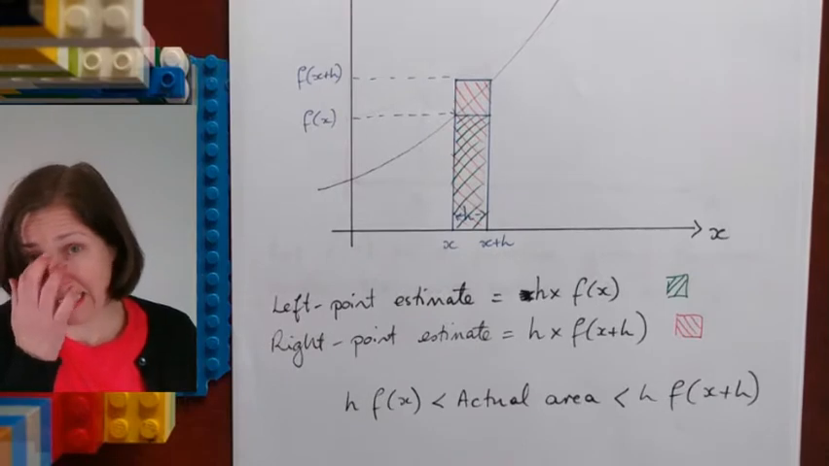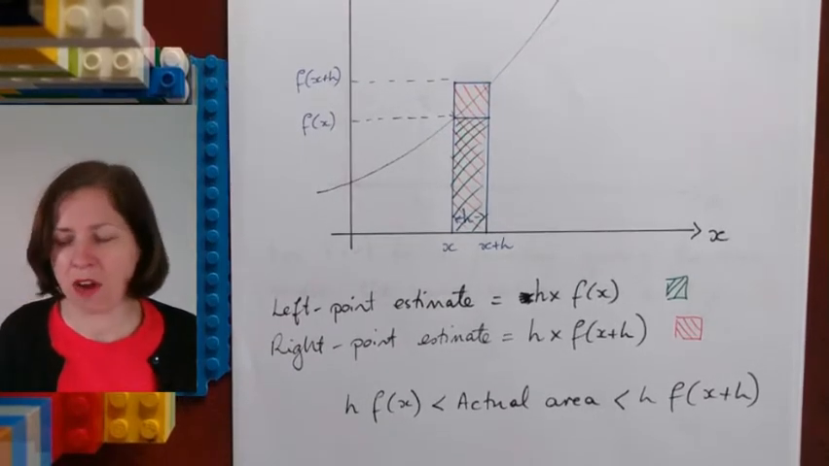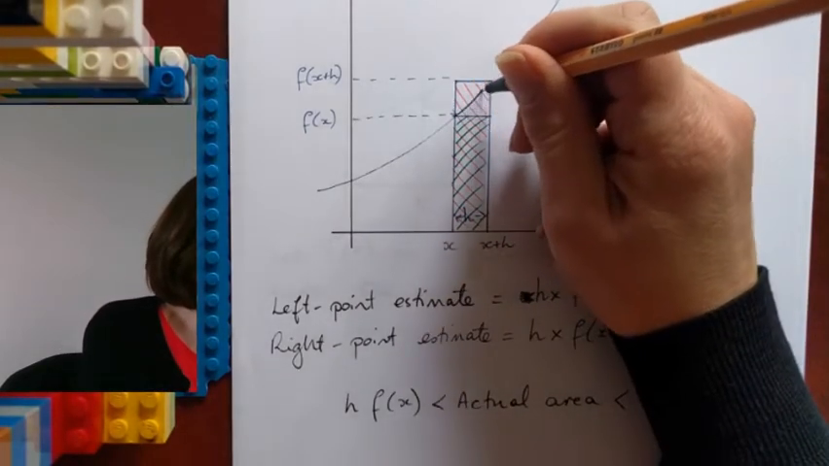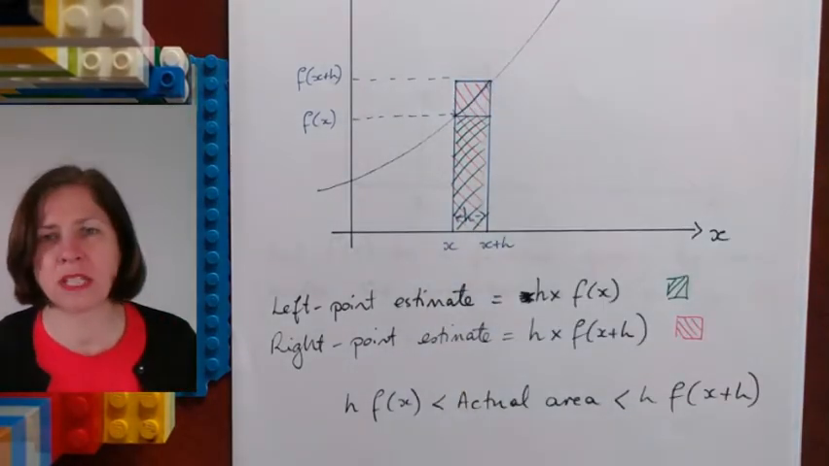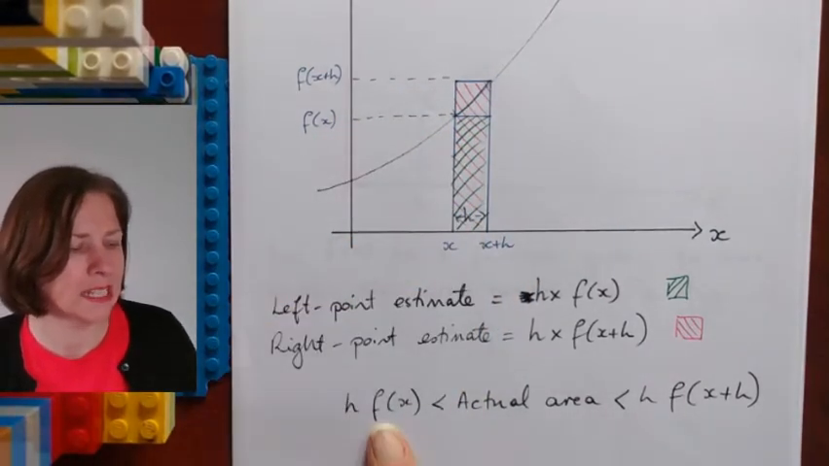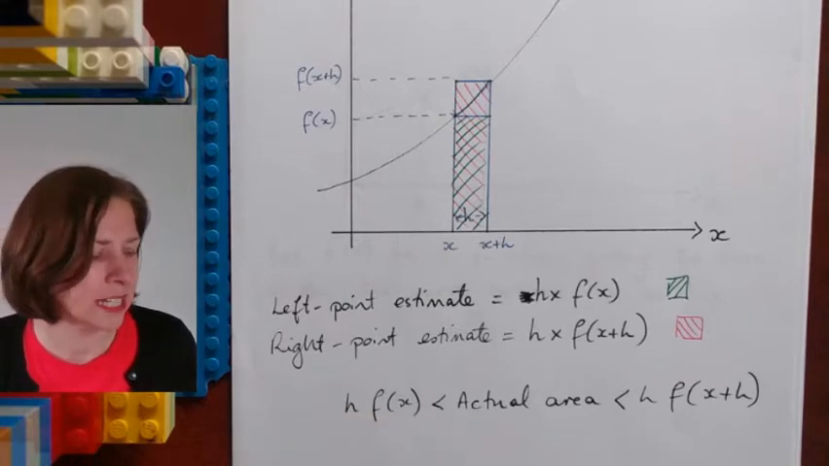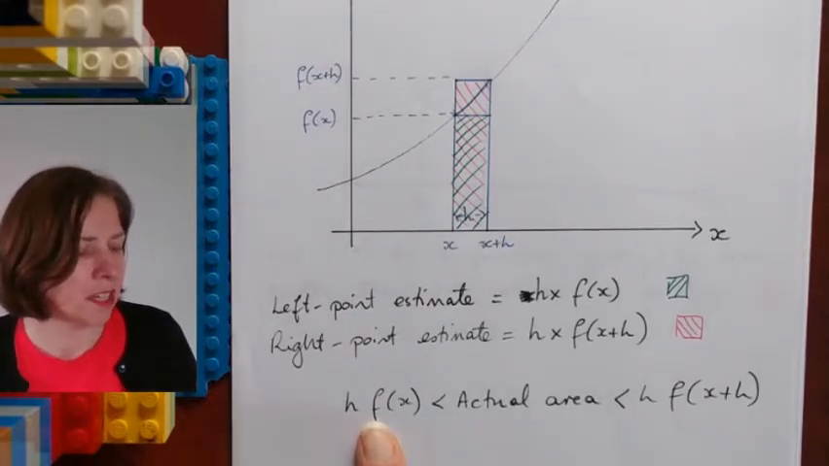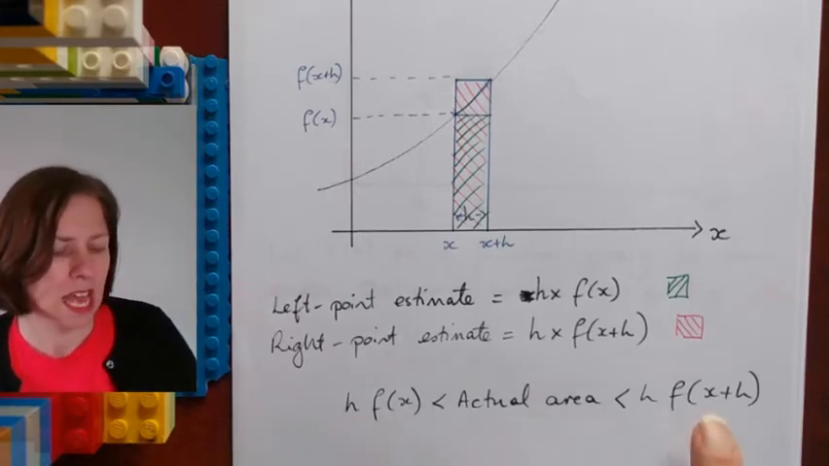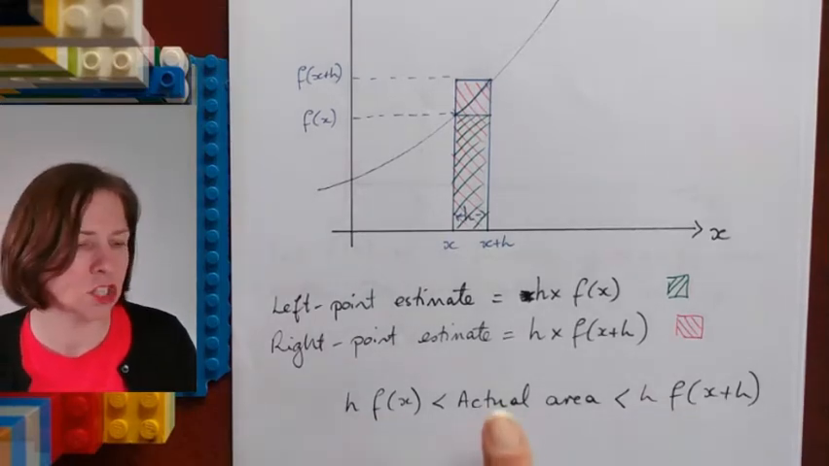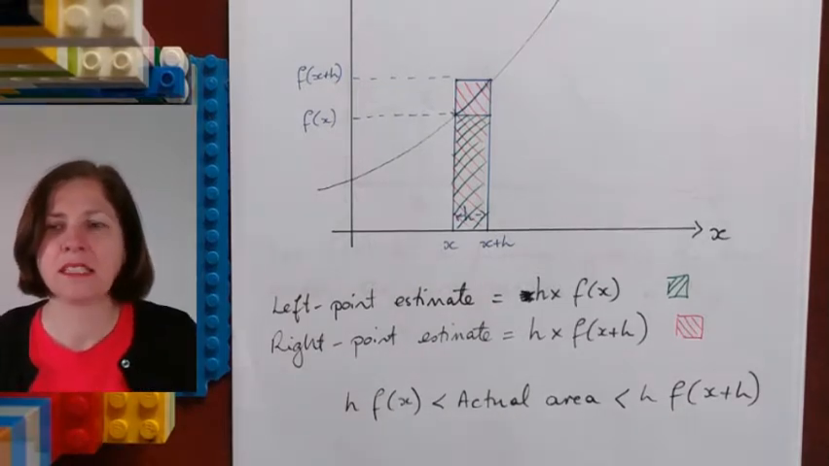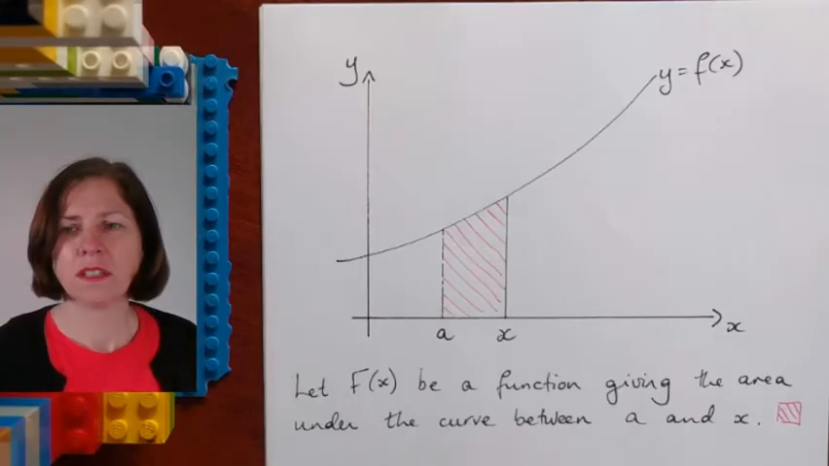So what that means is if I'm looking for the actual area under the curve, and I can see the curve kind of going through this little part of my rectangles there, if I want the actual area under the curve, it's going to be in between these. And as long as I've got an increasing function, then the left point estimate is going to be smaller than the actual area, and the right point estimate is going to be larger than the actual area. So now I'm going to use that in my next diagram.